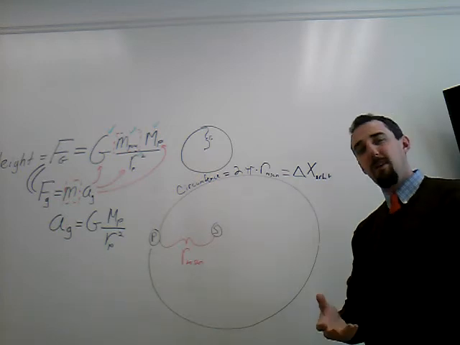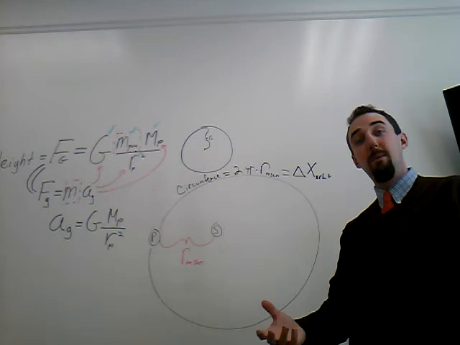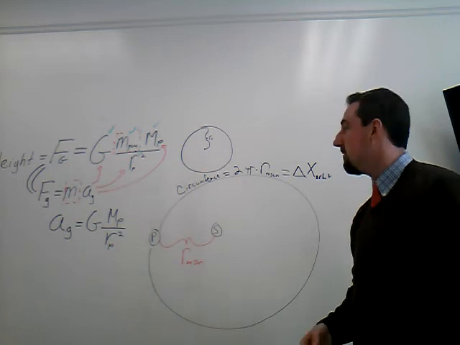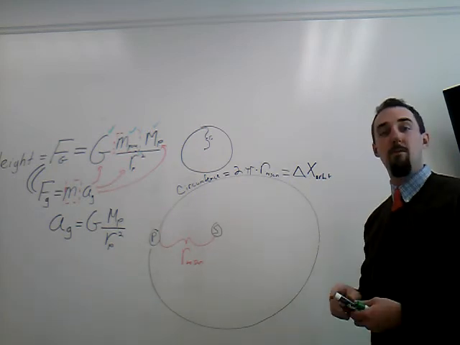Well, speed's a funny thing. We can't really measure it that well. So instead of measuring speed, we measure two things: how far I went and how long it took me to go that far.